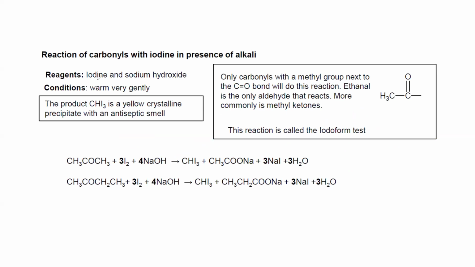So how it is done, we use iodine and sodium hydroxide and we warm gently. The product will be triiodomethane, which is also yellow crystals, a precipitate, and they have an antiseptic smell. So there is a distinctive smell, and the yellow precipitate will form. This confirms that there's a methyl group next to a carbonyl group.